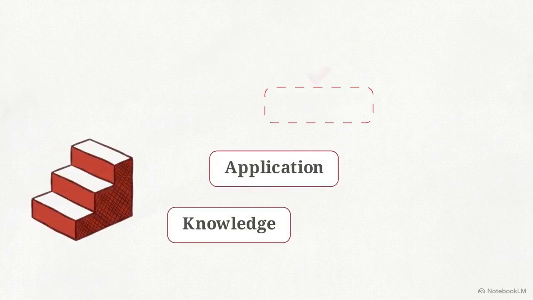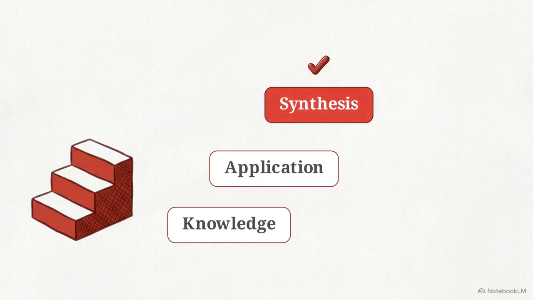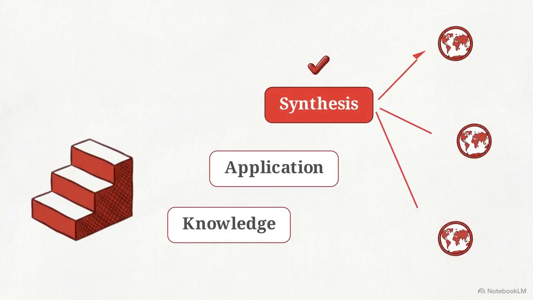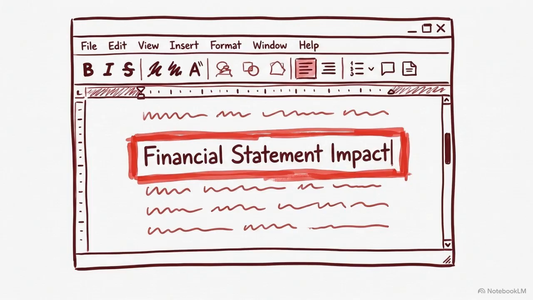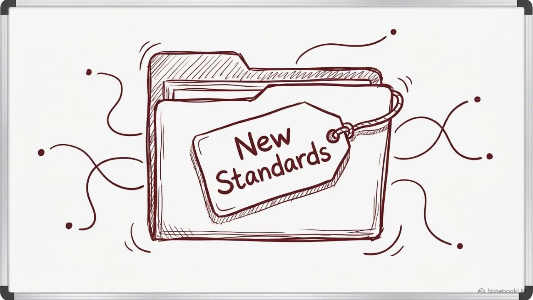Now we reach the top of the cognitive staircase. To earn those final, difficult marks, you must achieve synthesis, linking your impairment findings to broader, contemporary reporting standards. For example, you need to write a sentence detailing exactly how this calculated impairment loss must be categorized and presented under the new IFRS 18 presentation requirements.